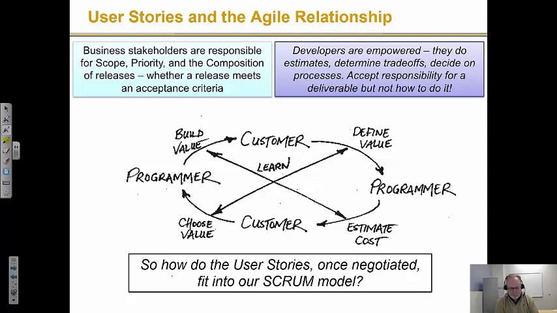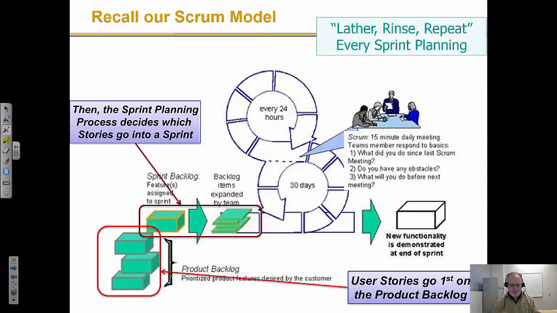But how do user stories, once negotiated, fit back into Scrum? I've been talking about this as I've been talking about the user stories, but really we need to go right back to the mechanisms we talked about last time. So let's go back to them. There's our Scrum model in the abstract, right? This was the first or second slide in the last talk. And we talked about how we're going to get on this rhythm, this cadence, of the conveyor belt of doing things, right?